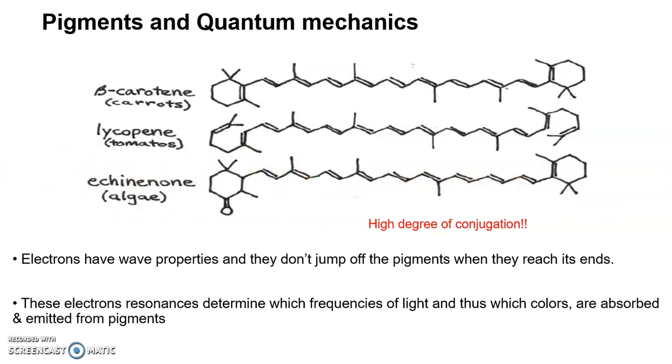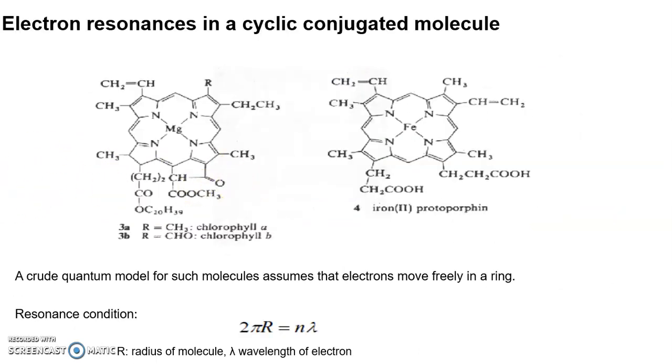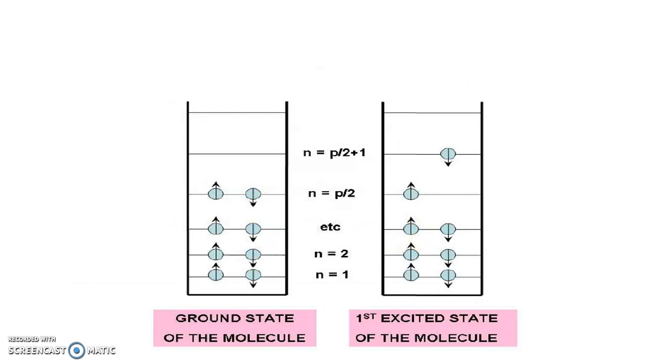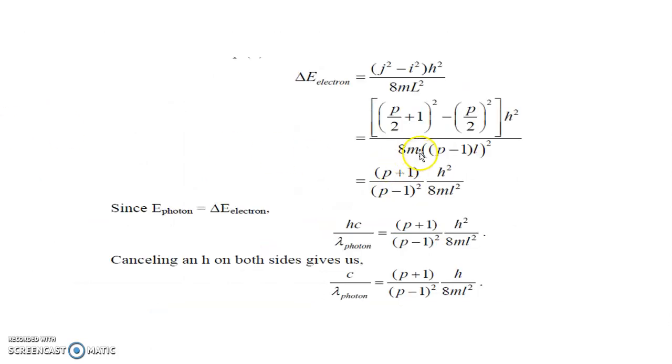You have different pigments, you have chlorophyll A and chlorophyll B and the porphyrin ring. You also know the ground state and excited state. How the ground state and excited state are calculated, you can work out with the help of quantum mechanics.